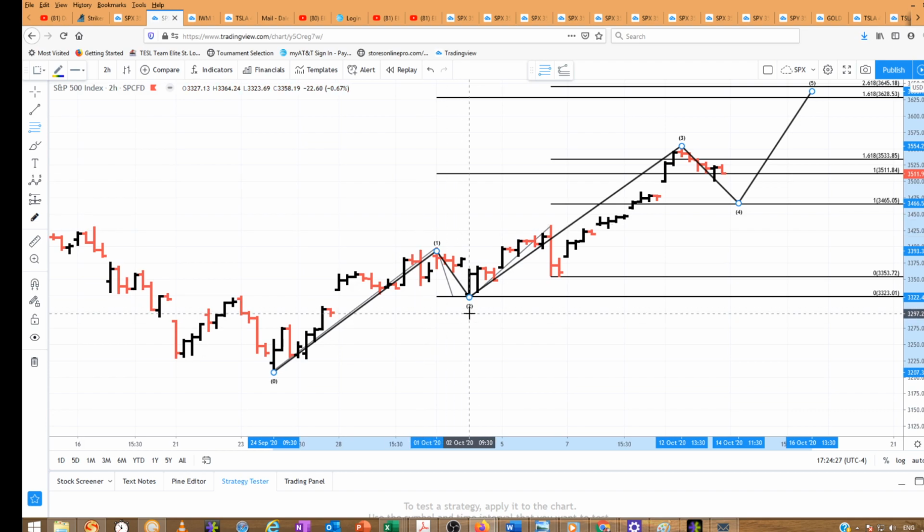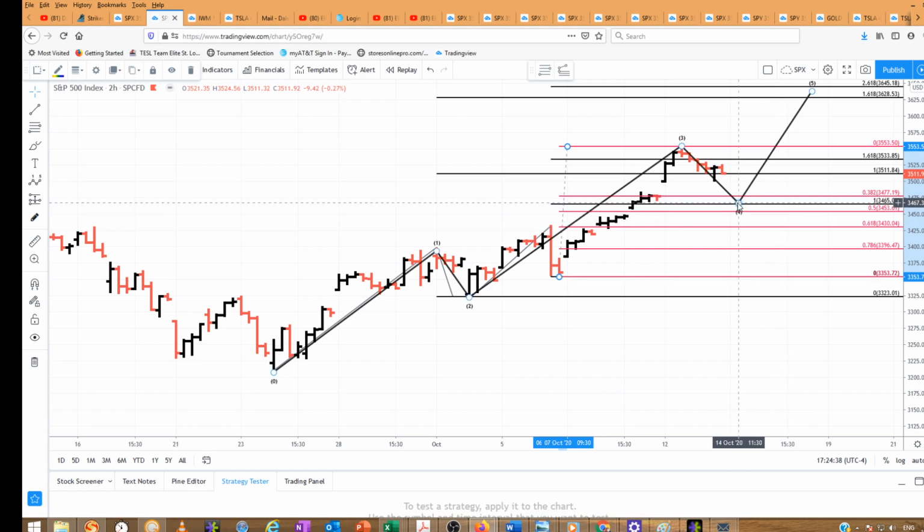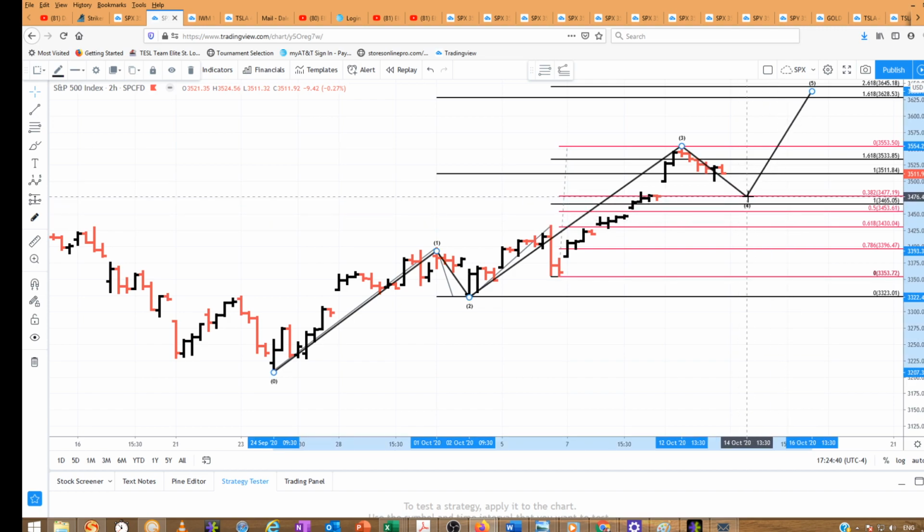All right, there's 1, 2. Within 3, there's 1, 2, 3. So this one here should give us right there. Okay, there is the 382 at 34.77. There's the 500 at 34.53, and the 618 at 34.30.